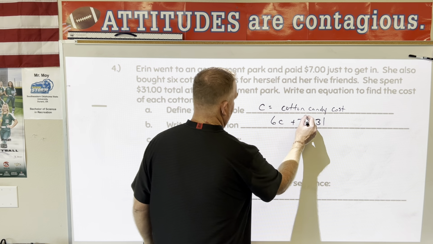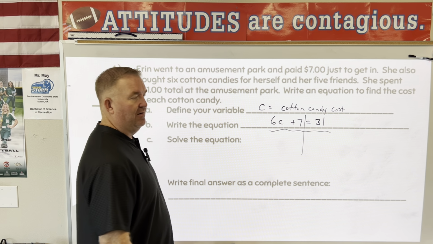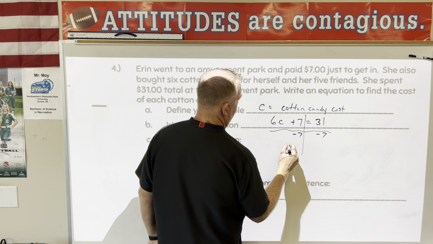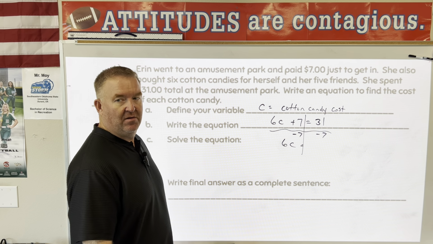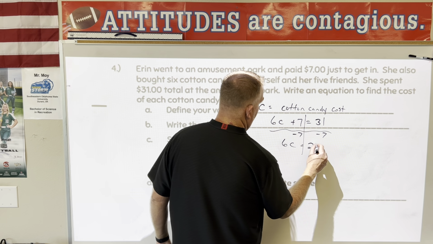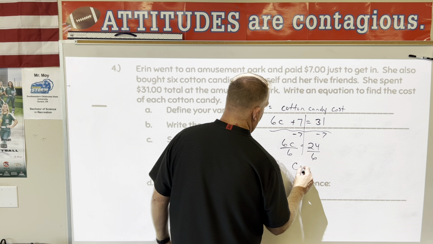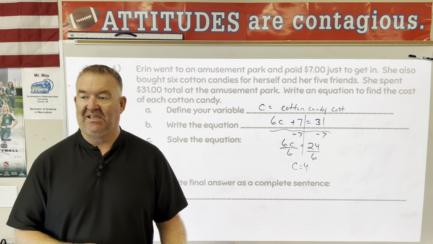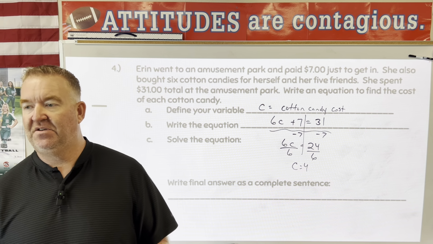How do I solve it, guys? So I'm going to subtract 7 from both sides. What's 31 minus 7? 24. Divide by 6. How much was each cotton candy? $4. In other words, $4 per. You buy 6 of them, that's $24. Plus the $7 to get in, that's $31 total. That's a pretty good price.